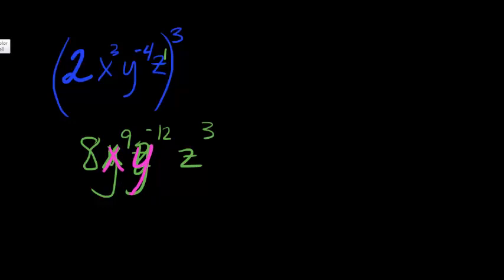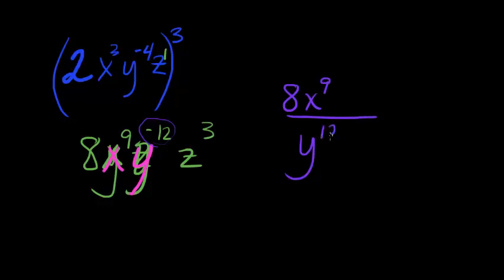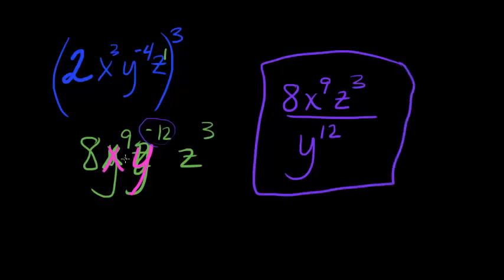Okay? So now my final answer has a negative exponent in it right here, which is a problem. So I'm going to have 8 x to the 9th y to the 12th. I take the reciprocal and get a positive exponent, z cubed, and there's your final answer. That's what you should have on your paper. Whatever method you use, that should be your final answer.